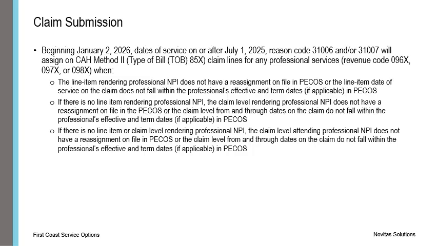Claim submission. Beginning January 2nd, 2026, dates of service on or after July 1st, 2025, reason codes 31006 and/or 31007 will assign on Critical Access Hospital Method 2 claims, type of bill 85X, claim lines for any professional services with revenue codes 096X, 097X, and/or 098X when one of the following apply.